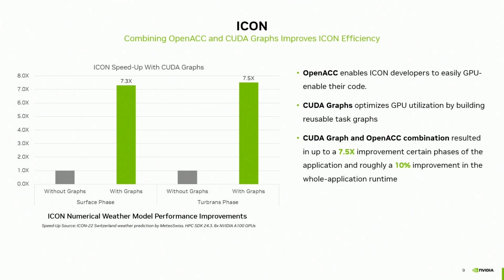Now, by ICON being able to combine both CUDA graphs and OpenACC, they have fused many small OpenACC kernels into a single graph launch, which has greatly reduced overheads. This resulted in a 7.5x improvement for certain phases of the application and roughly an overall 10% improvement in the whole application runtime. OpenACC and CUDA, along with their interoperability and joint optimizations, are continual focus areas for us here at NVIDIA, whereby we can embed OpenACC and CUDA to further accelerate all of your applications.